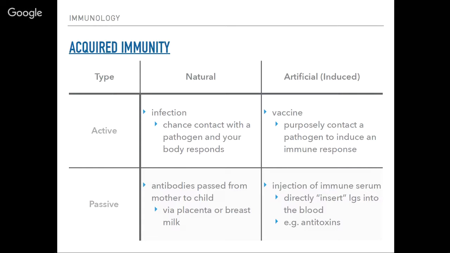And then artificial passive, that's basically antidotes. If you get bitten by a spider or a snake, these are super important. They're super fast acting, but those antibodies don't last. They will die off and you'll have no memory of it again. So if you get bitten by a snake again, you still need the antidote.